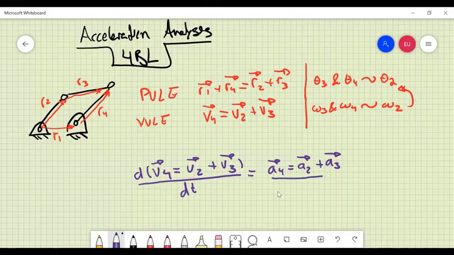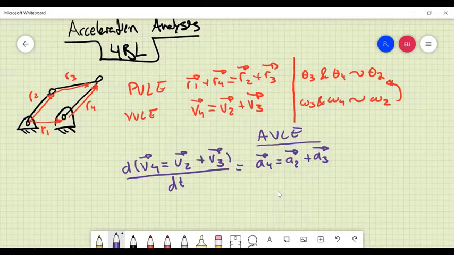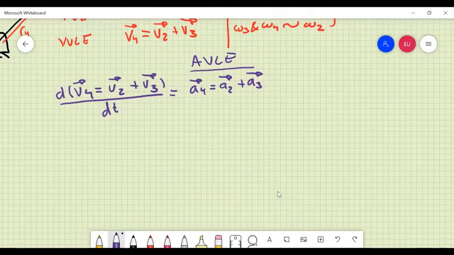This bit here is called, well, I'll put it on top, the acceleration vector loop equation. Okay, everything that I put with this color is the past. This color is new, or roughly new, because we started the topic last time.